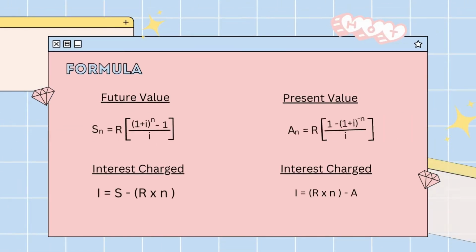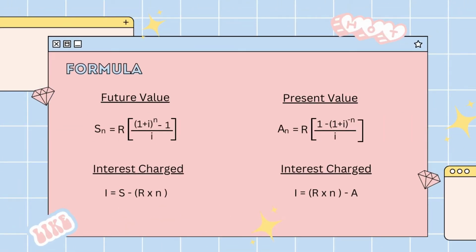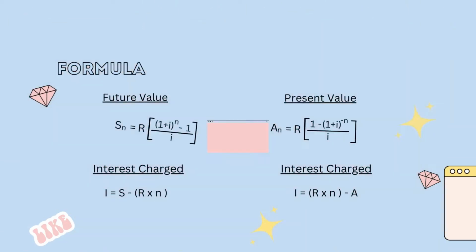Now we move to the formula. We have two formulas in annuity, which are future value and present value. You can look on the slide for the details. For future value, we use the S formula, and for present value we use the A formula. As for interest charge, we use the value of S in the future value equation and A in the present value equation. I'll explain all the symbols on the next slide.